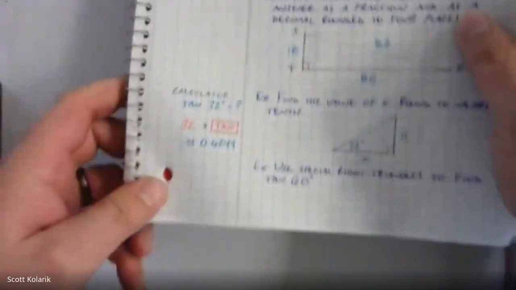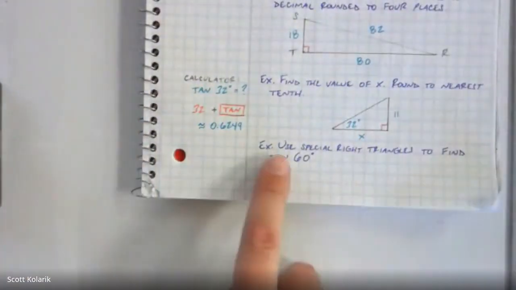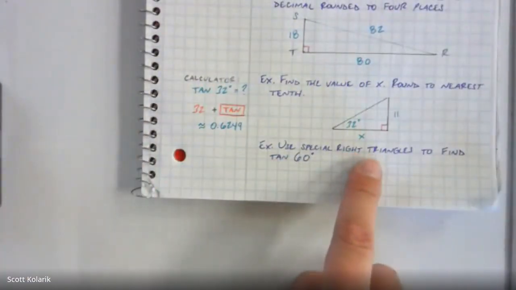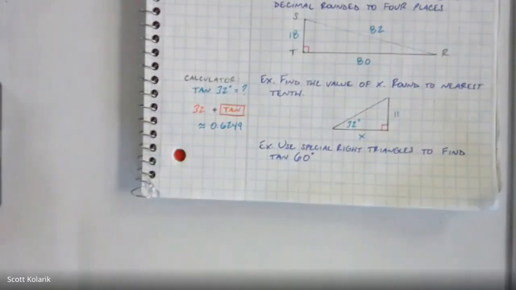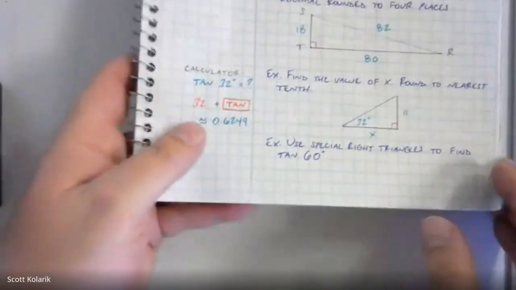All right, one more example. This one will be brief. It's a little bit more conceptual than anything. It's down here at the bottom. Use special right triangles to find the tangent of 60 degrees. This is actually a direct reference to section 2 notes on special right triangles. So let me just briefly describe what's happening there.